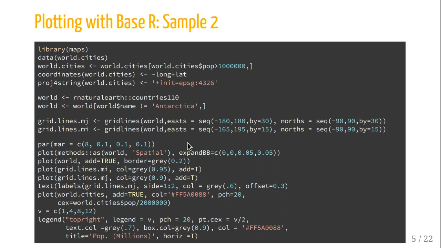I get the world data from the maps package. Maps has this thing called world data, so I took the world cities from there. I only took the cities which have population more than 1 million. I converted it into a spatial object as I showed you before. And for plotting the actual world polygons, I used the rnaturalearth package. I just used the countries 110 data set, which is probably one of the quickest ways to get the whole world polygons in one line.